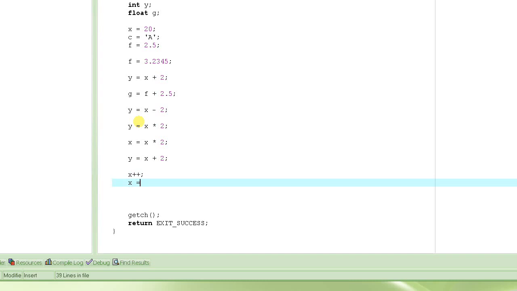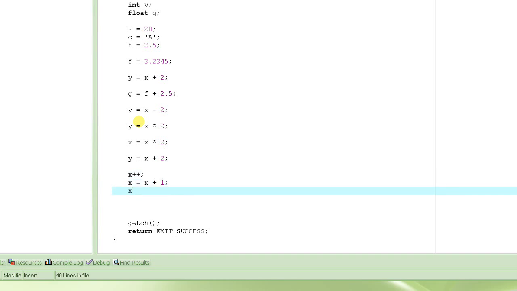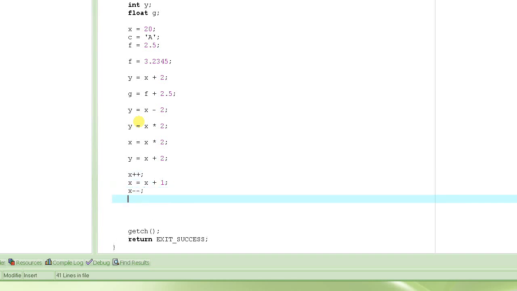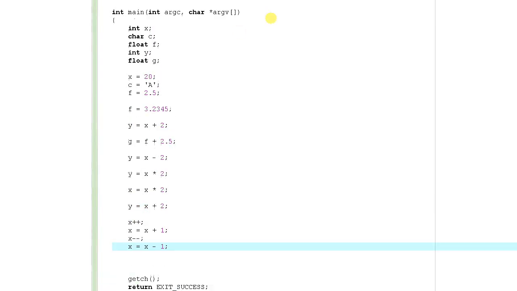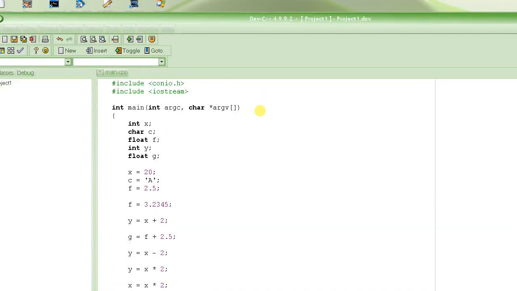It's the same as if I write x equal to x plus 1. Almost the same. Result wise it's the same, it will result in the same value, 41. So it's just a short form of this expression. Similarly, you could have x minus minus, which is the same as x equal to x minus 1, and it says subtract 1 from x and assign it to x. I'm kind of running out of time here, so I hope you understand what operators mean.